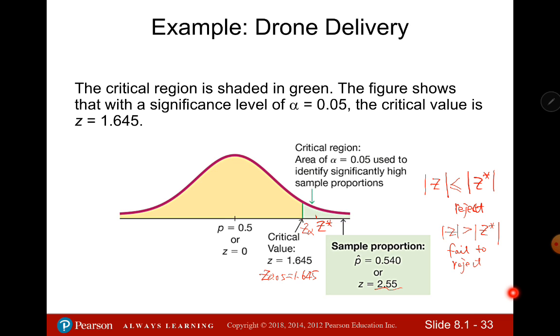So check here. The test statistic has the greater absolute value, right? 2.55 is greater than 1.645. So we will reject.